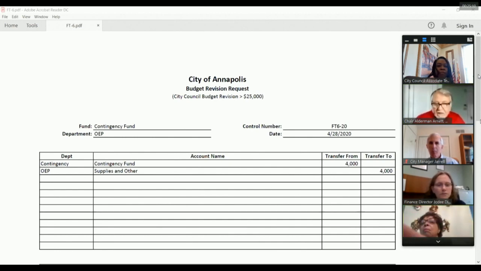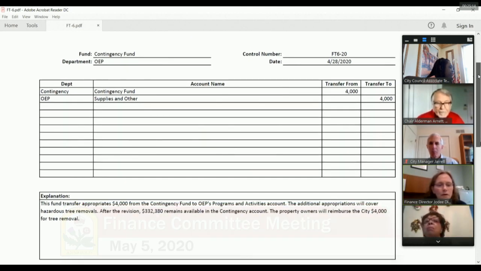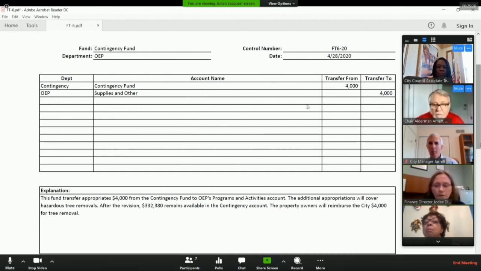So this has money coming from our contingency account. We'll move those budgetary appropriations to supplies and other in OEP so that they can do this tree work they need to do. And after they're done with the work, they're going to bill the property owners the $4,000. And that $4,000 will go back into the general fund. Is there any discussion?